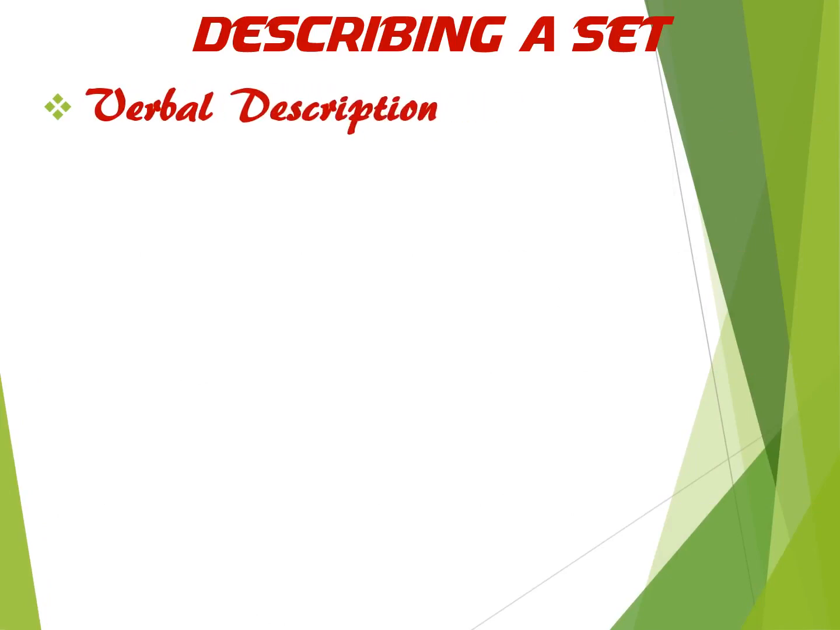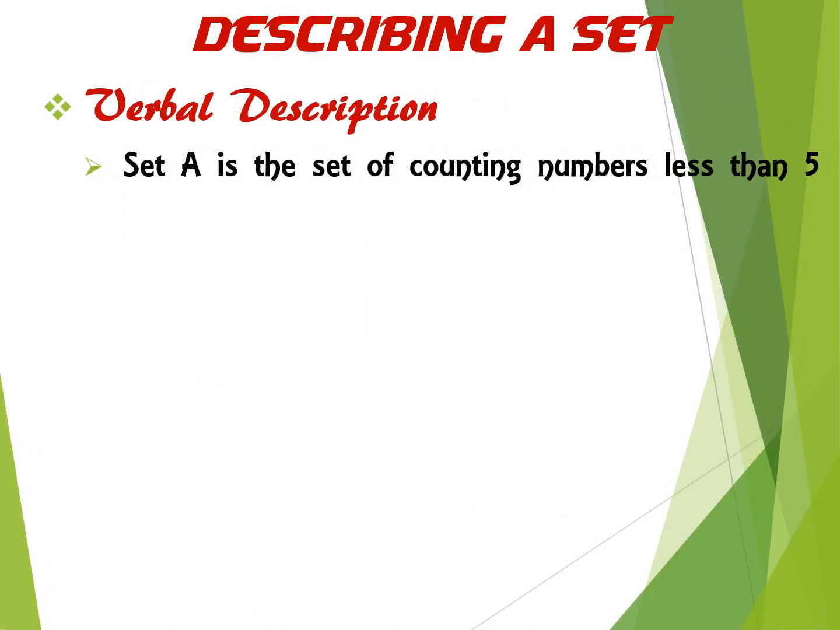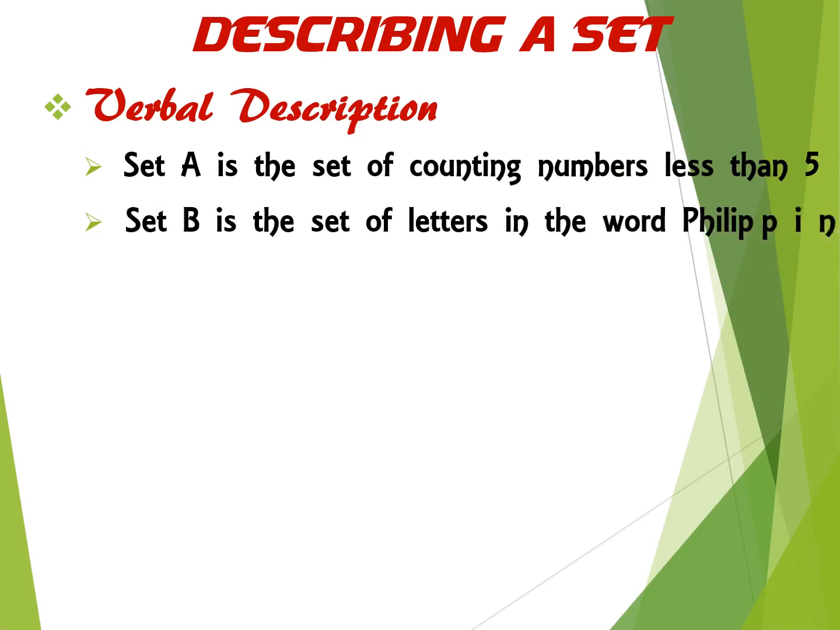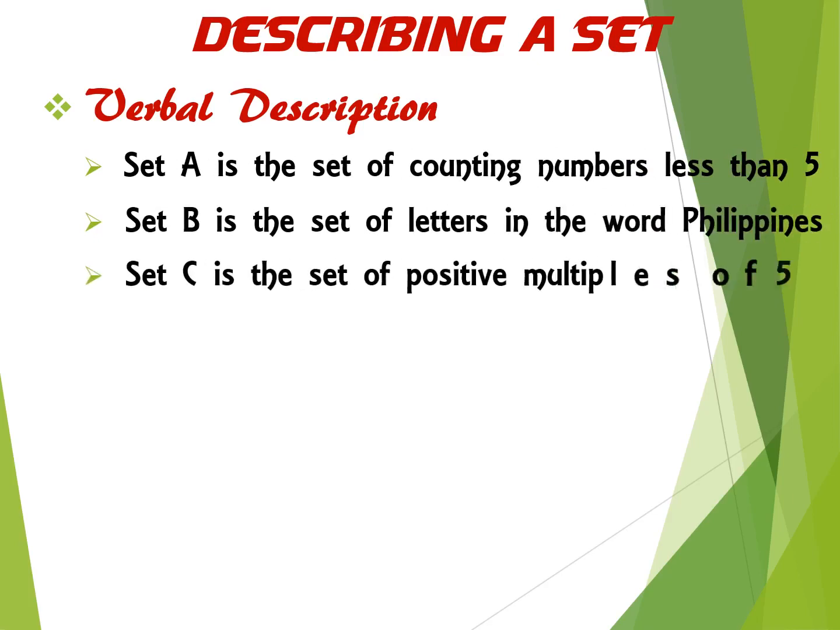Here are the ways on how to describe a set. First is by verbal description. Example, set A is the set of counting numbers less than 5. Set B is the set of letters in the word Philippines. Set C is the set of positive multiples of 5.